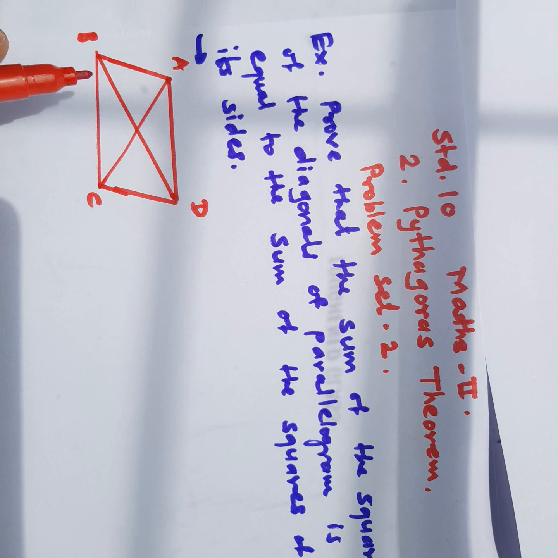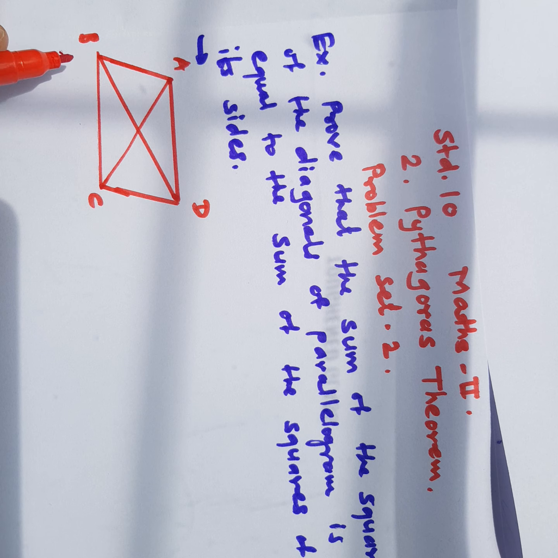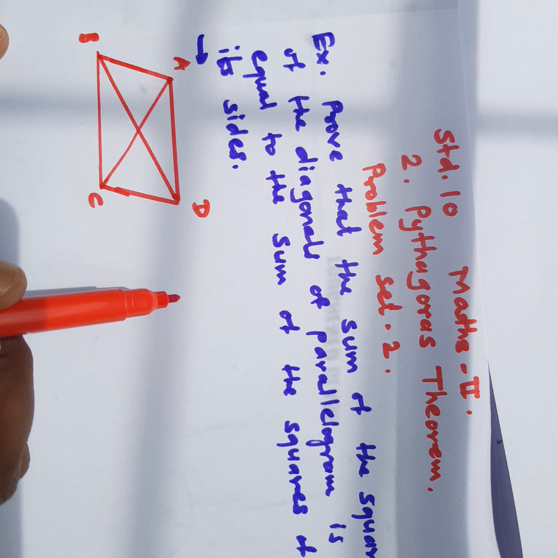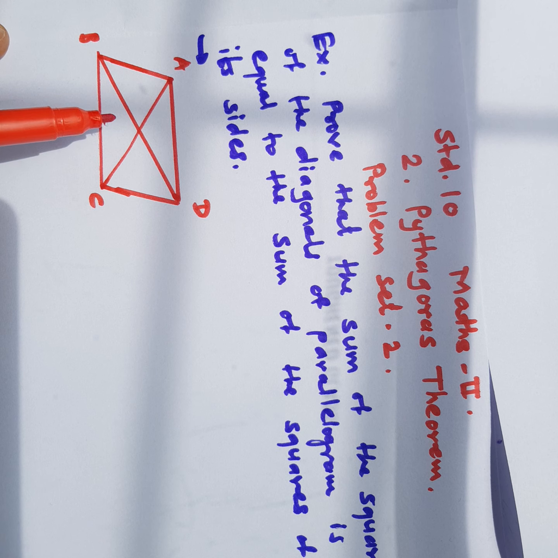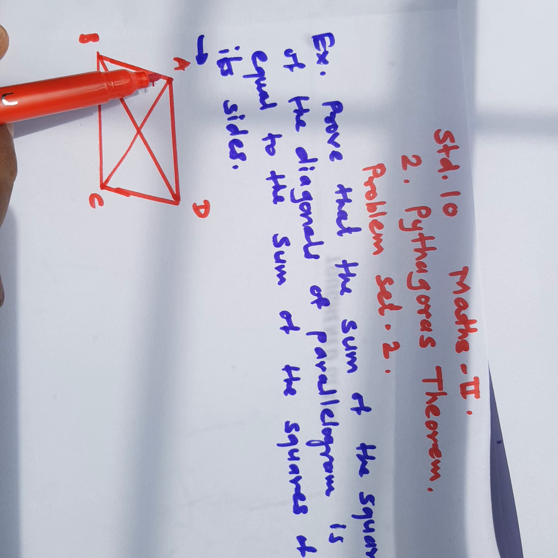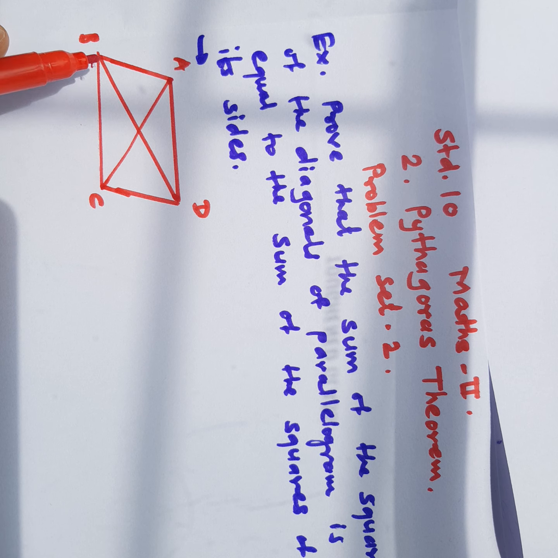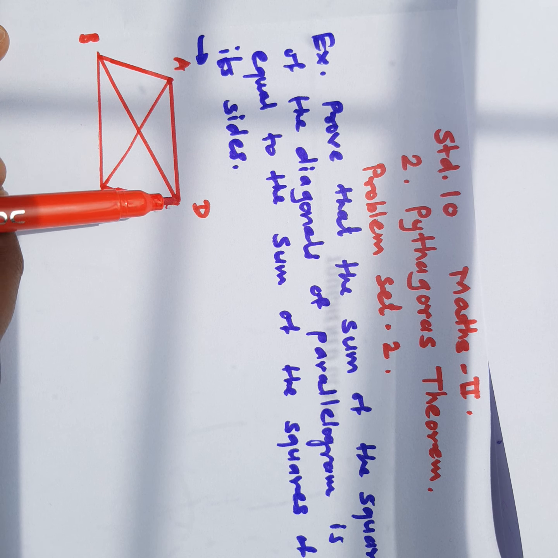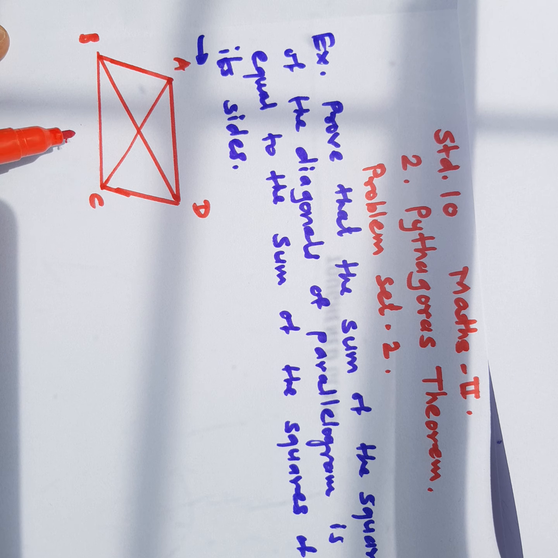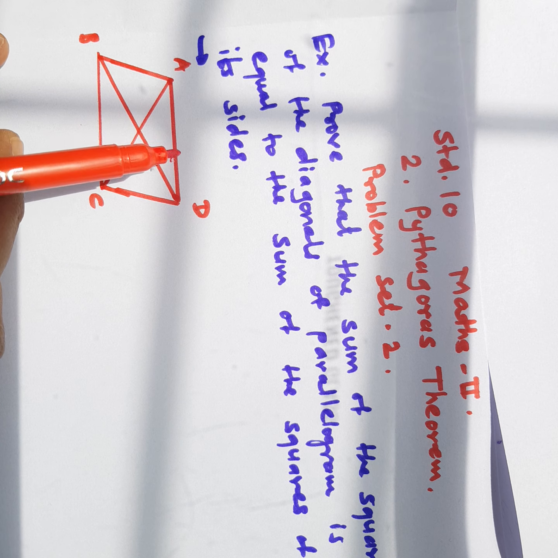First see the figure. Here quadrilateral ABCD is a parallelogram and we have to prove that the sum of the squares of its diagonals, that is AC square plus BD square, is equal to the sum of the squares of the sides, that is AB square plus BC square plus CD square plus AD square.